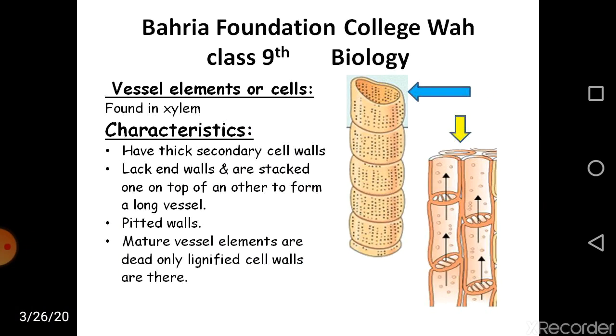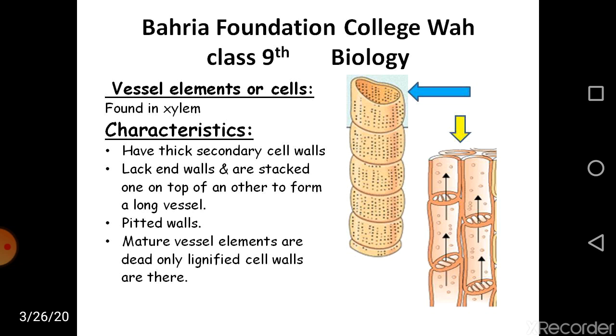Okay, now these are the two parts of the xylem. The first is vessel elements. In the diagram you can see that this blue arrow shows one vessel cell. This is one vessel cell, and this whole is the stack of vessel cells. Vessel cells, or vessel elements, join up with each other and stack together to form a long pipe. In the second diagram, the yellow arrow shows you the inside of these vessels.